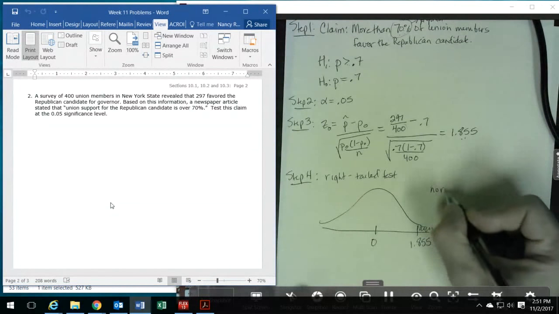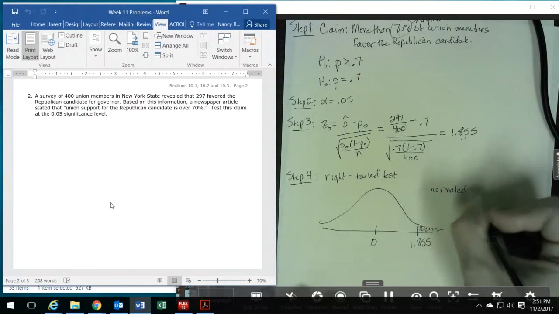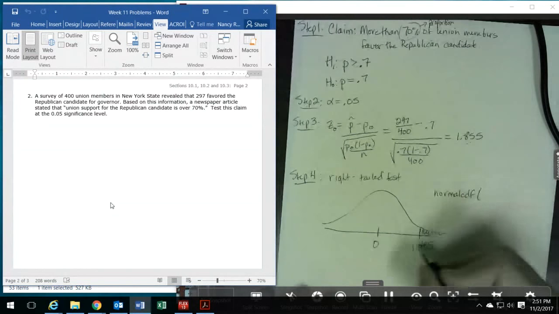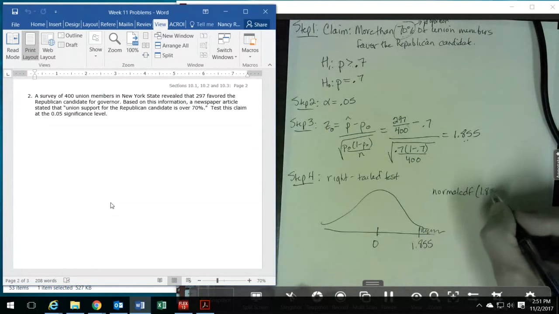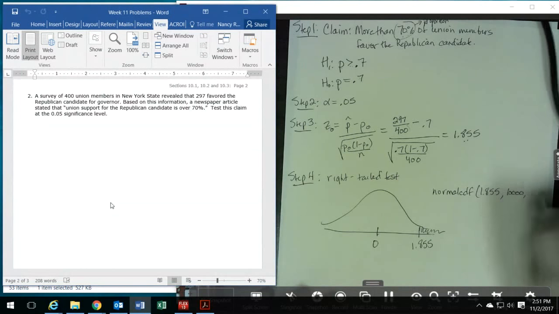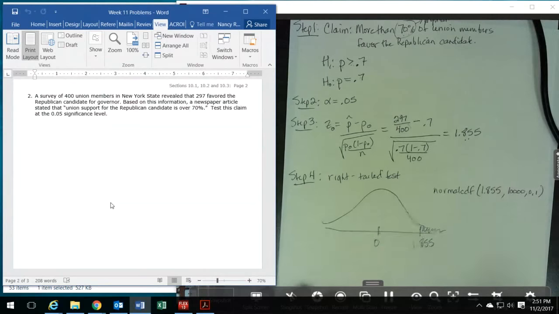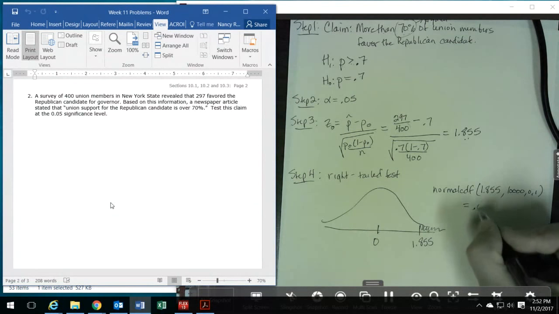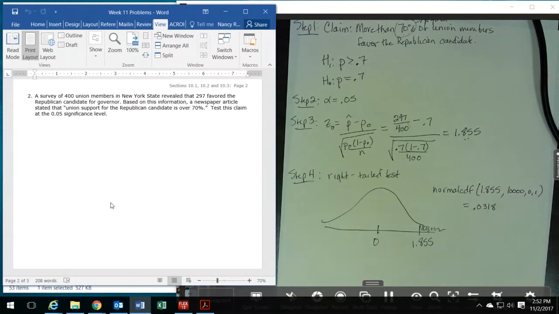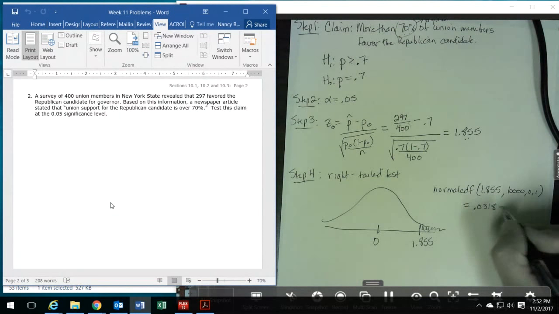So in my calculator, I'm going to do normal CDF. I'm putting in 1.855 for my lower bound, big number for my upper bound, and 0 and 1 for my mean and standard deviation. Okay, and from that I get 0.0318. So this is my p-value.